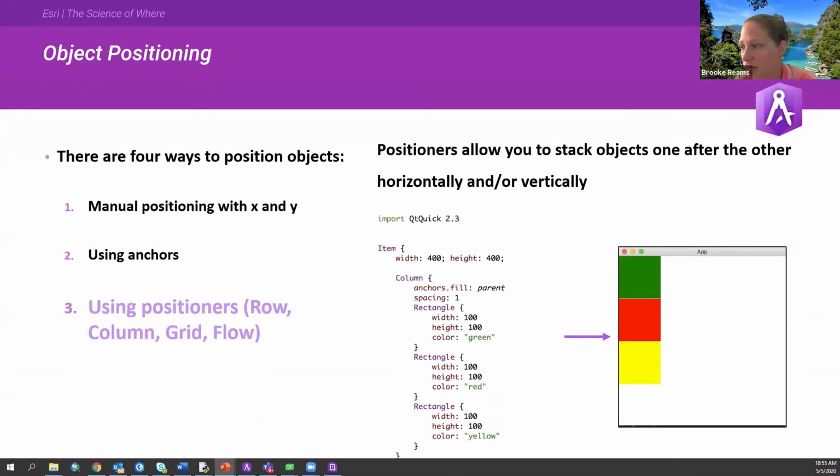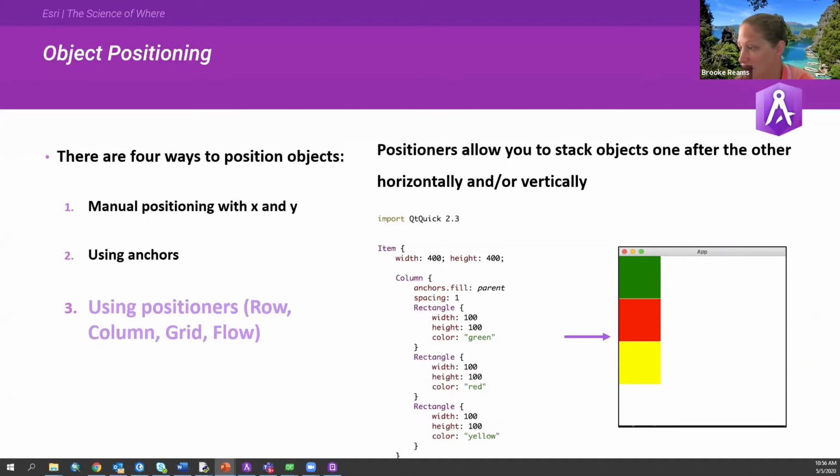Now, the third way is using positioners. A positioner allows you to stack objects one after the other, either horizontally using a row, or vertically using a column. In the code snippet that you see on the right, we're using a column, and we have 3 different rectangles this time. You'll notice we're not using anchors at all. We're not using X and Y properties of those rectangles. We've just simply nested those rectangles within a column.